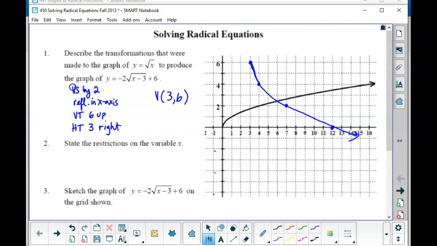By stating the restrictions on the variable, it means what values of x make it defined. So really, for radicals, we're not saying what doesn't define it; we're saying what it is defined for. So it's almost better to say the domain. In this case, we know x has to be greater than or equal to 3. And that really comes from this, right? We have to take the square root, so the radicand has to be greater than or equal to 0.